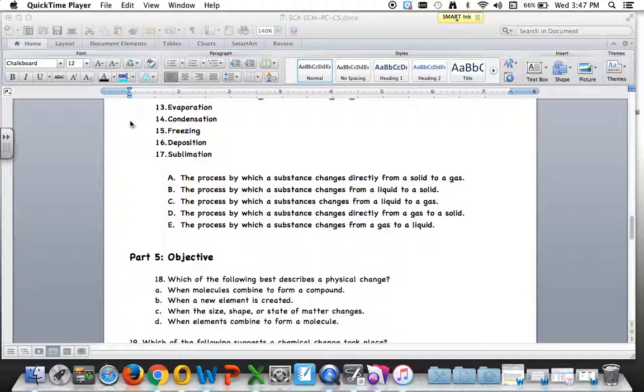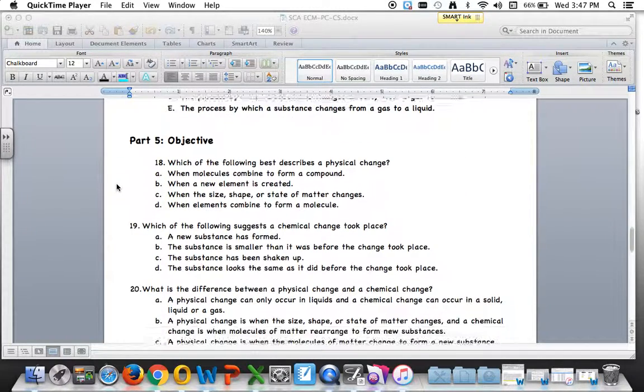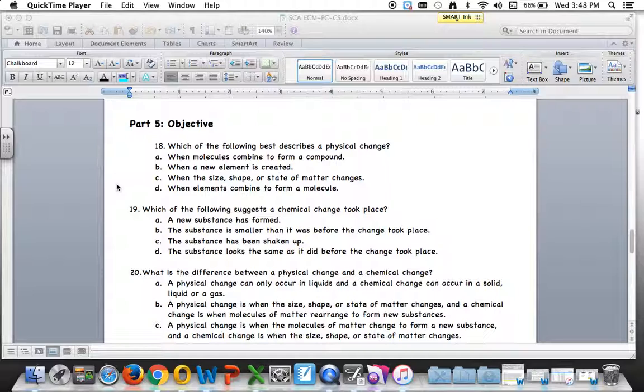Part 5, Objective. Number 18. Which of the following best describes a physical change? A, when molecules combine to form a compound. B, when a new element is created. C, when the size, shape, or state of matter changes. D, when elements combine to form a molecule.